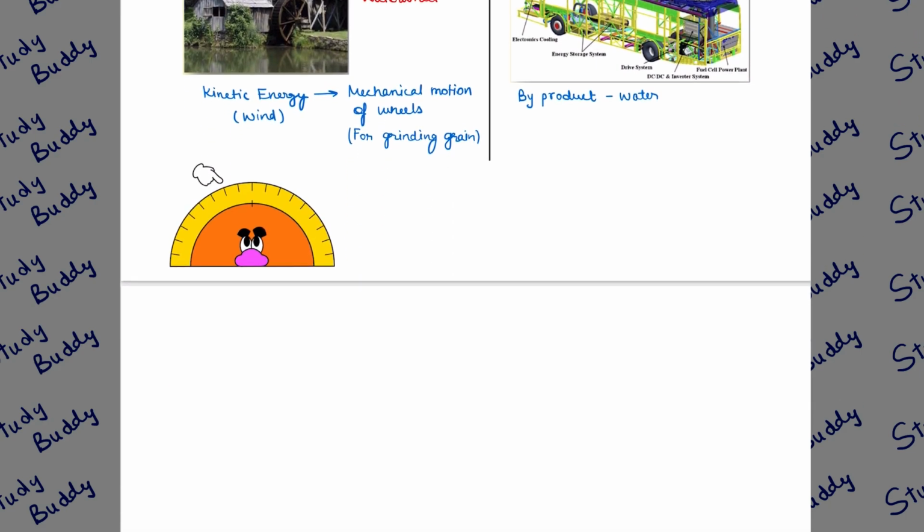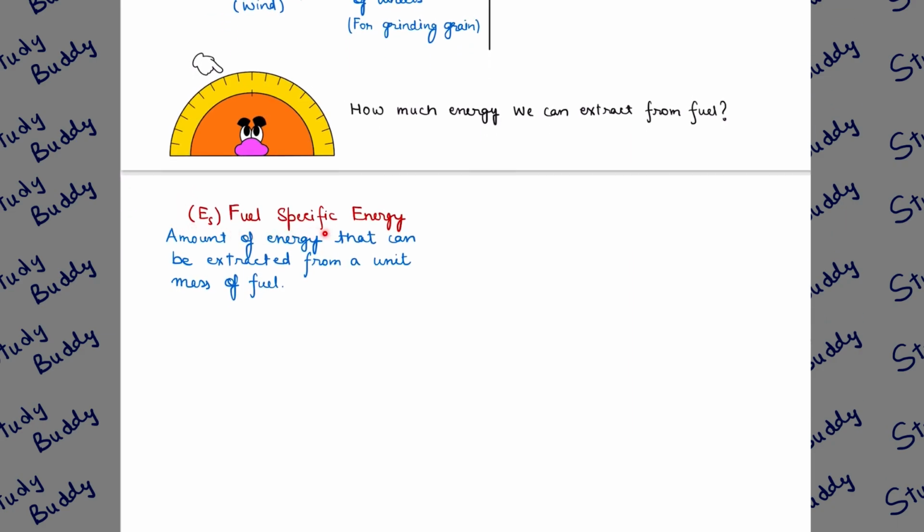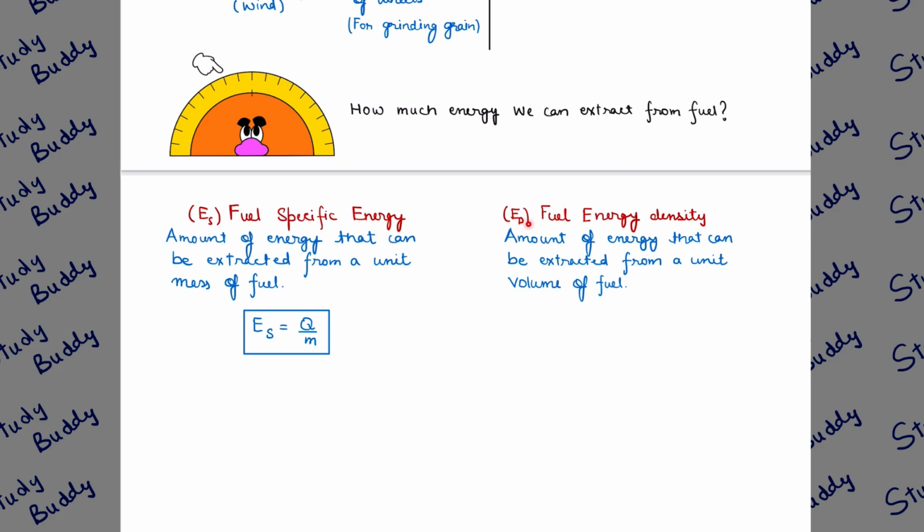Now the question comes over here, which is how much energy we can extract from a certain fuel. To get the answer for that, we need to look at fuel-specific energy. It is the amount of energy that can be extracted from a unit mass of fuel. It is calculated by the formula Q by M. Then we will look at fuel energy density. It tells us about the amount of energy that can be extracted from a unit volume of a fuel, and it's calculated by Q by V.